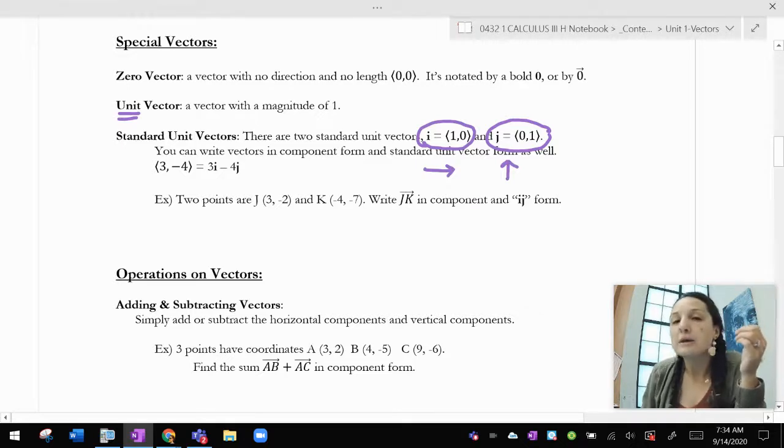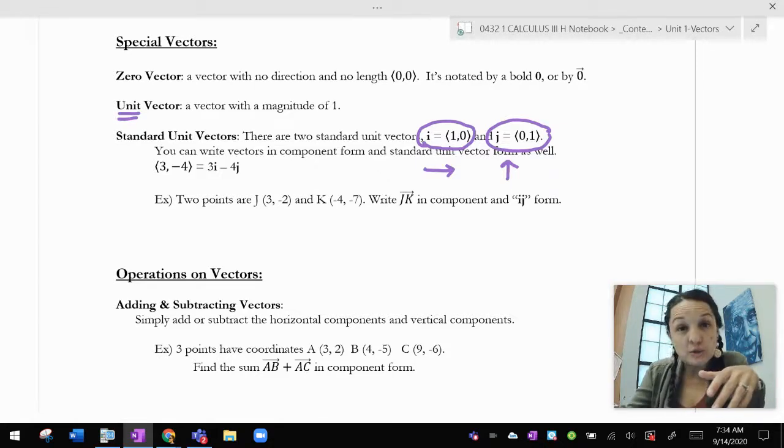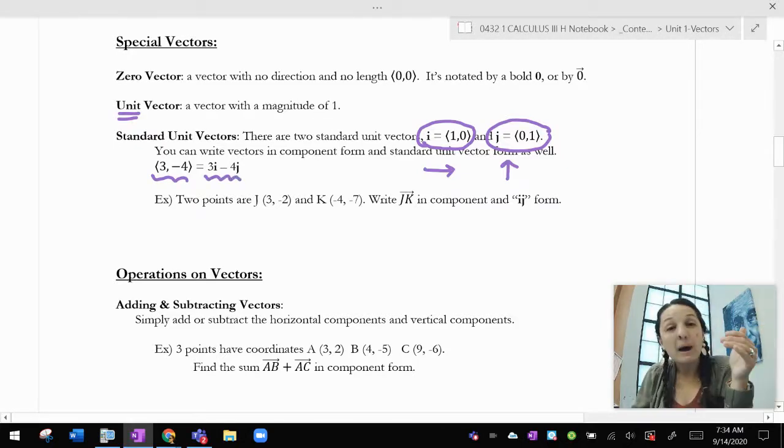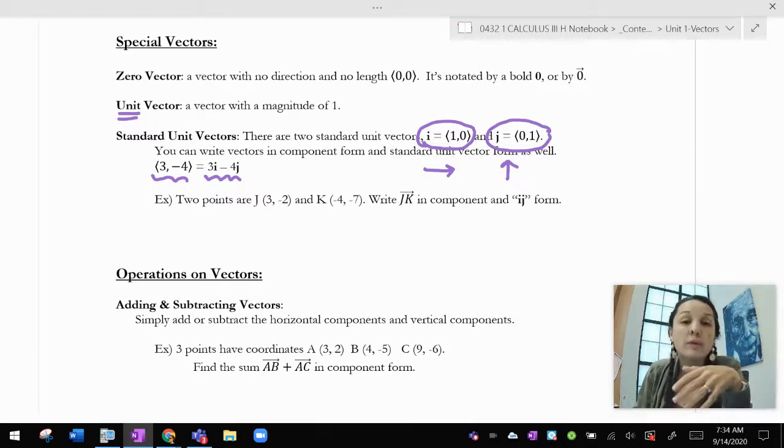We use i and j interchangeably to create other notations for vectors. So there's component form with the brackets, and there's also what I will call standard unit vector form, but that's a mouthful, so I often just say ijk form. There's another form for a vector. The vector <3, -4> can be written as 3i minus 4j. Go 3 in the i direction, go -4 in the j direction. There are benefits to both forms, which you will see later.